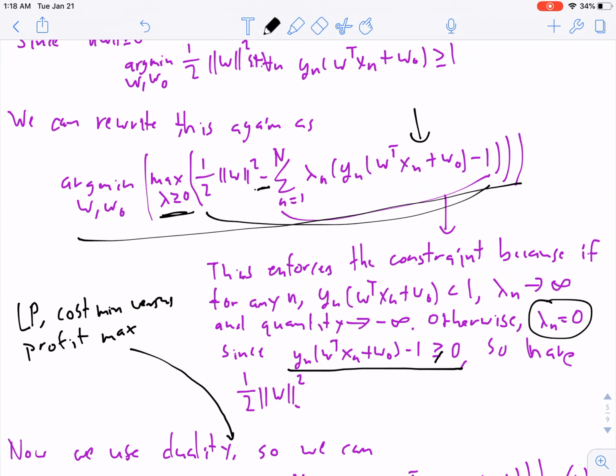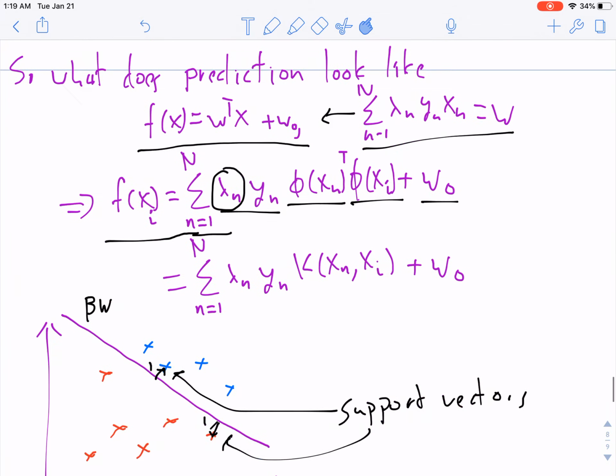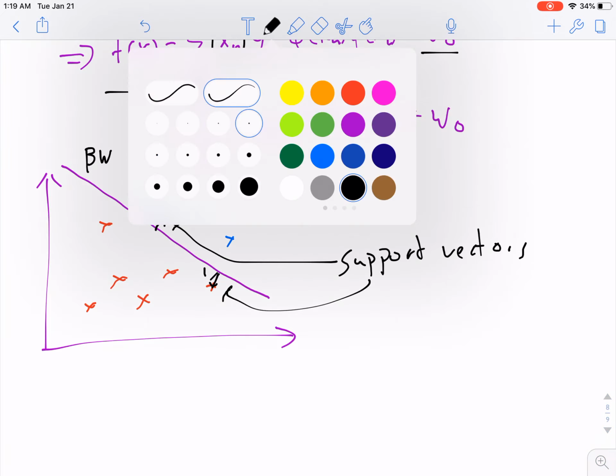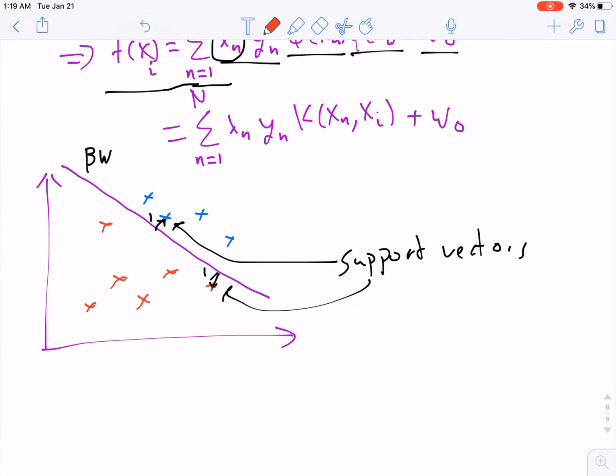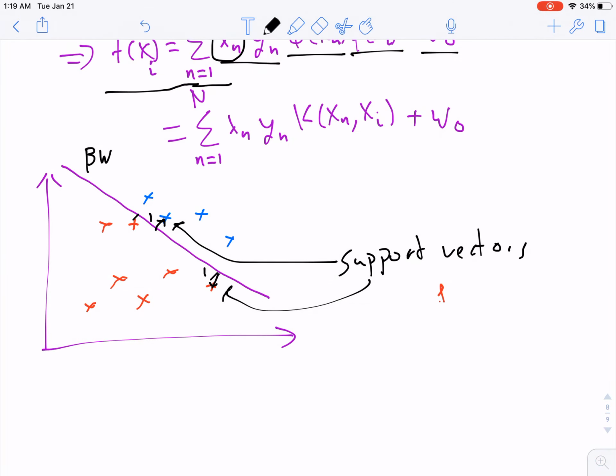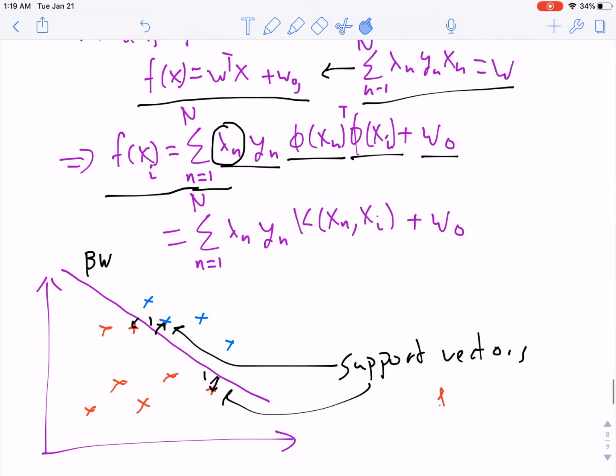So the only time lambda is not equal to 0 is if yn times W transpose xn plus W naught equals 1. And that's only true for the points that are closest to the actual decision boundary. Note that it's possible that there might be a couple of points that are all tied for being closest to the decision boundary, but the important takeaway here is that lambda n is 0 for all other data points.